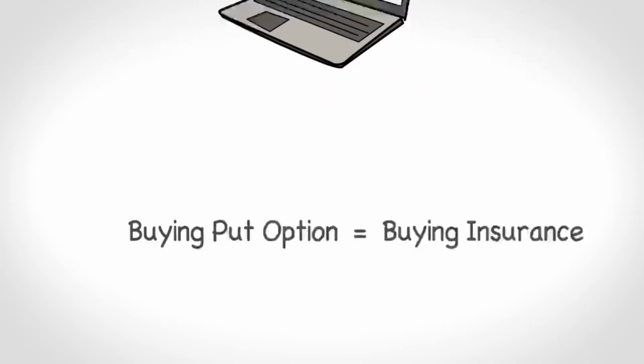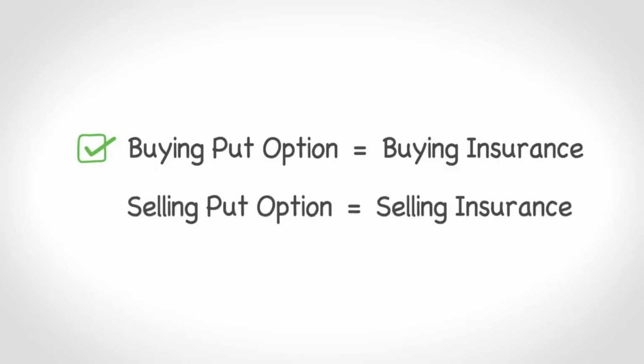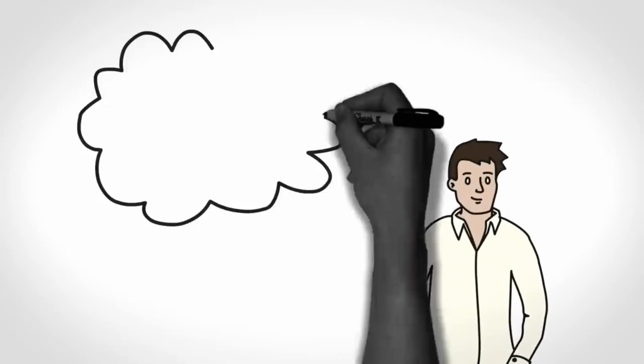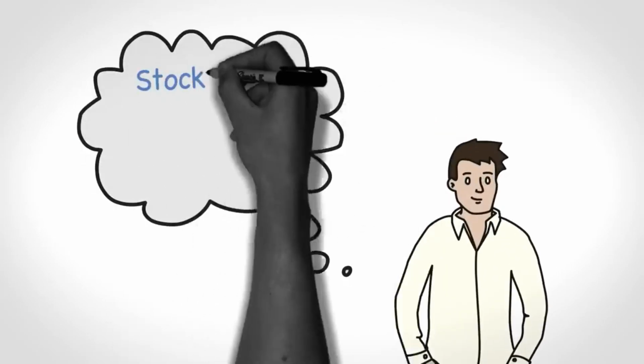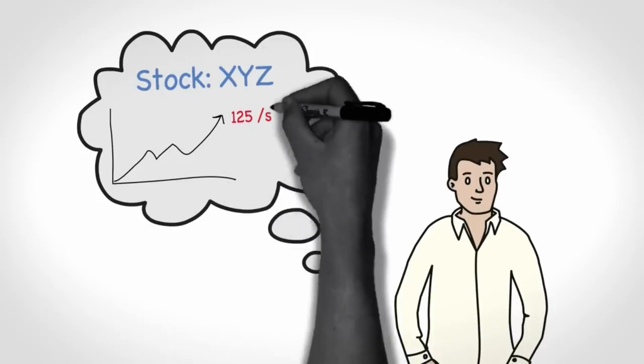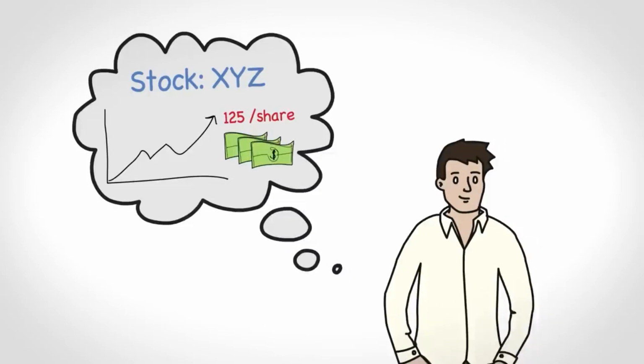Okay, you get it by now. Buying a put option is like buying insurance on a stock investment, and selling a put option is like selling insurance on a stock investment. But let's look at another reason one might want to buy an option, and this time we're going to explain to you why you might want to buy a call option. This time, let's say you don't own any shares of stock yet, but you have your eye on a stock that you really like. There's just one problem. That stock is expensive. So if you were to buy shares, it would require a lot of capital.